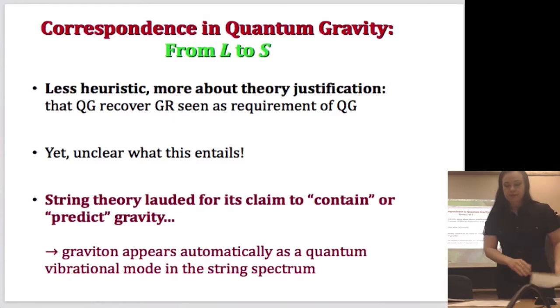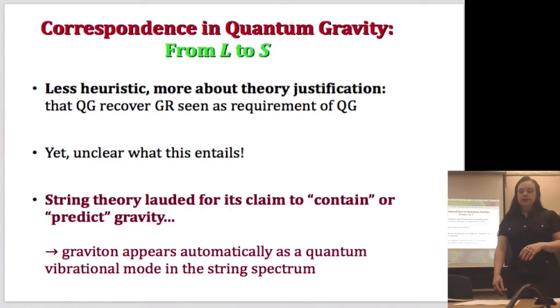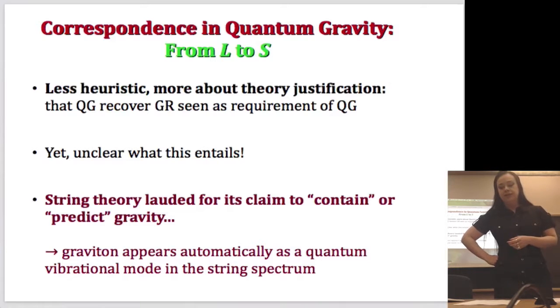Okay, so the other way around now, from our approaches to quantum gravity, trying to link back up to our current theories. This way of using correspondence is less heuristic and more about theory justification. Of course, we require that quantum gravity recover general relativity. We view it as an essential part of what makes a successful theory. And yet, given this prominent role that it plays, unfortunately, it's totally unclear what this would entail.